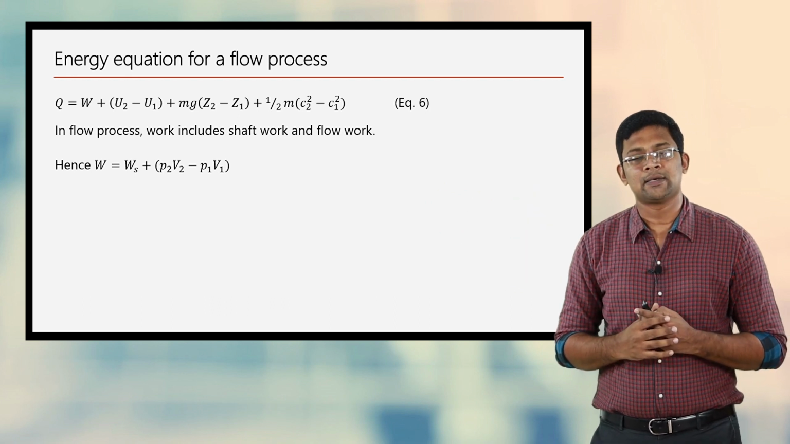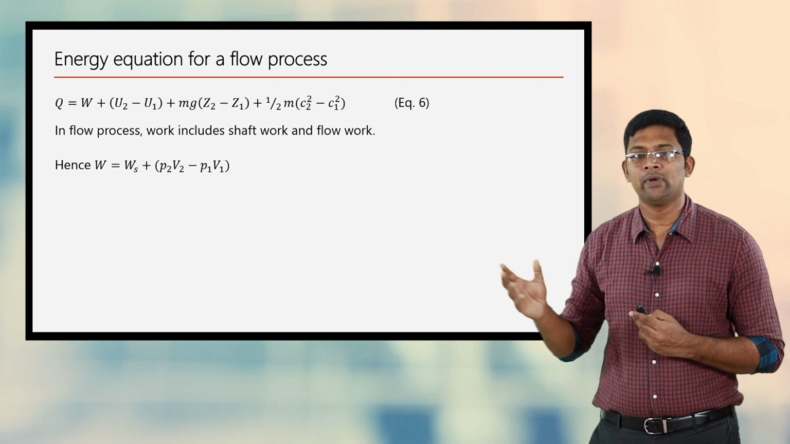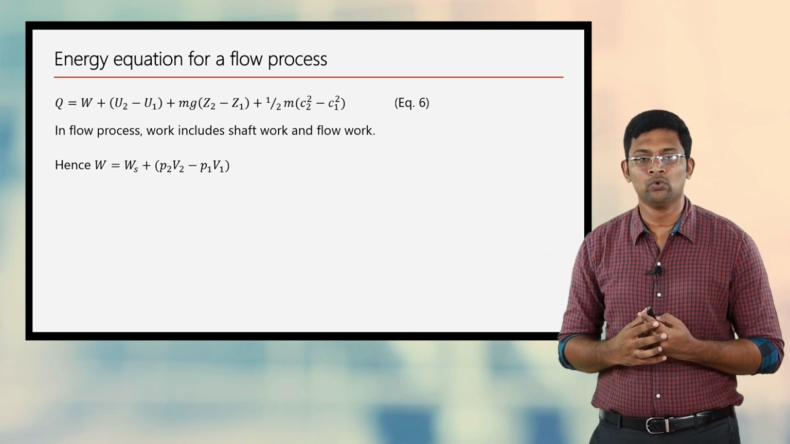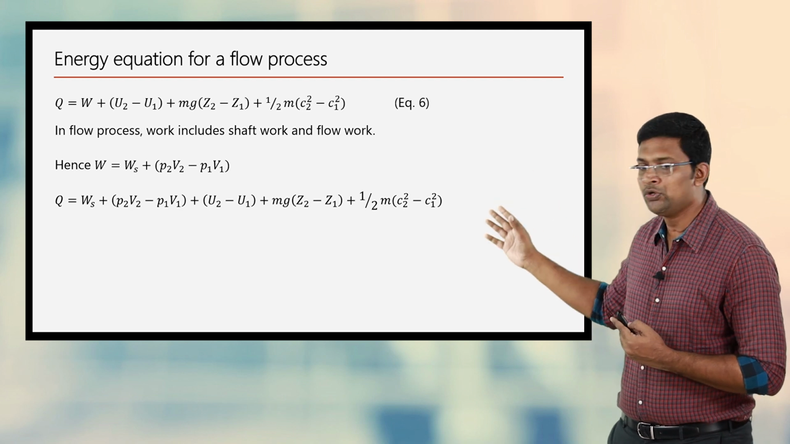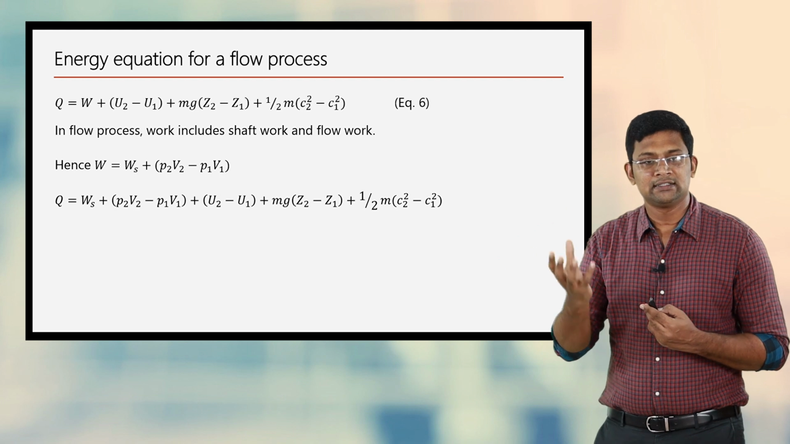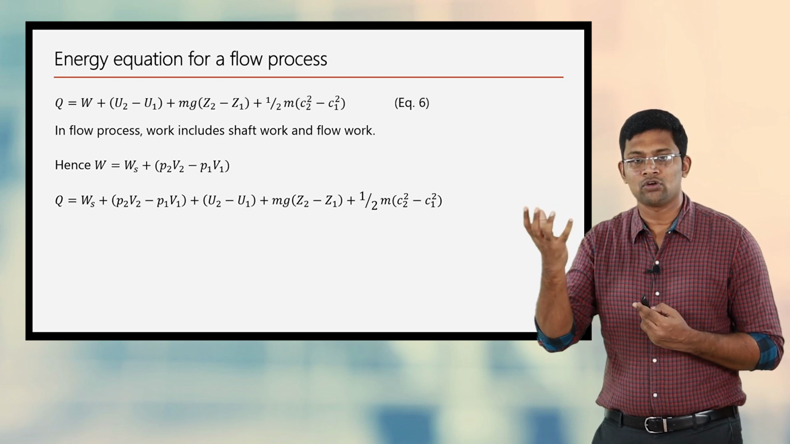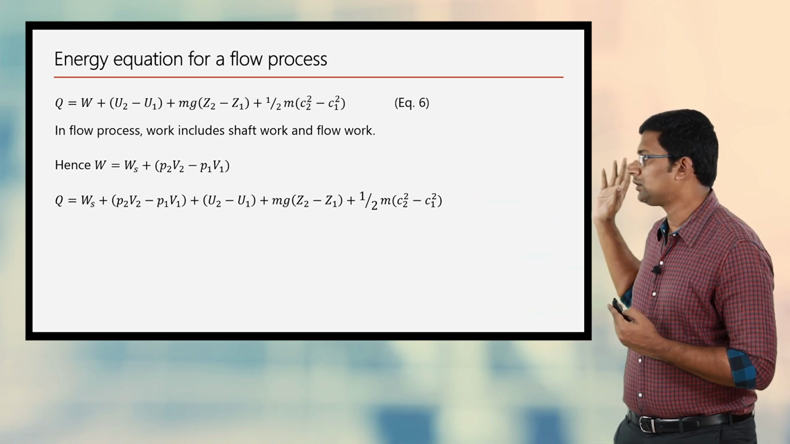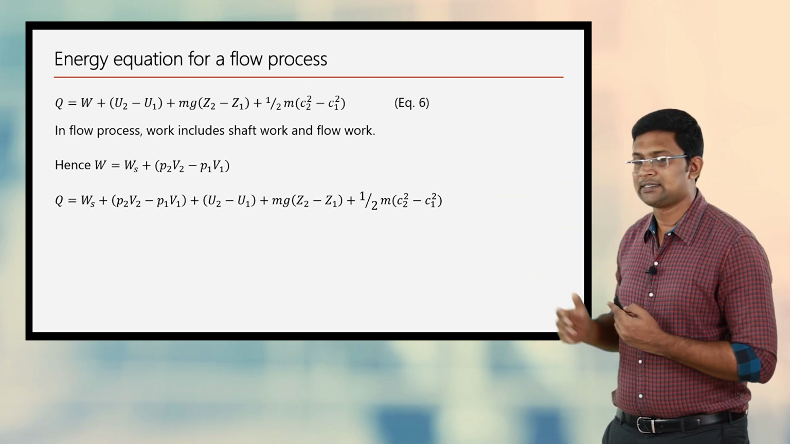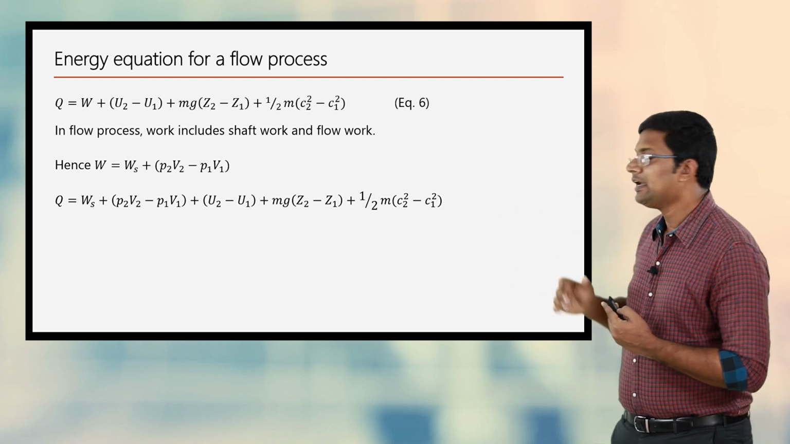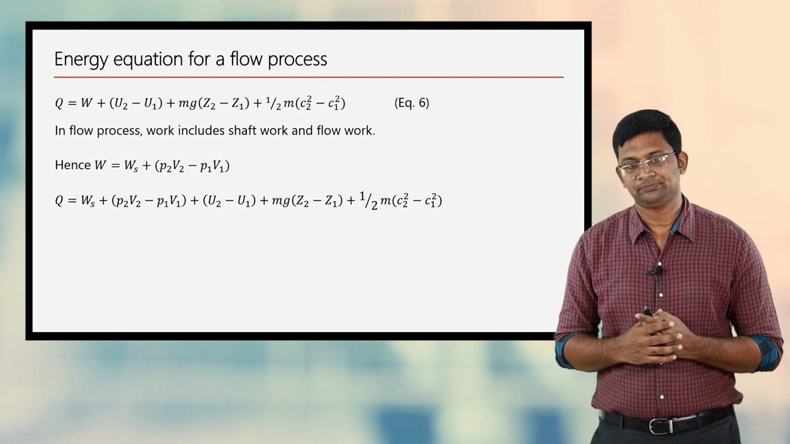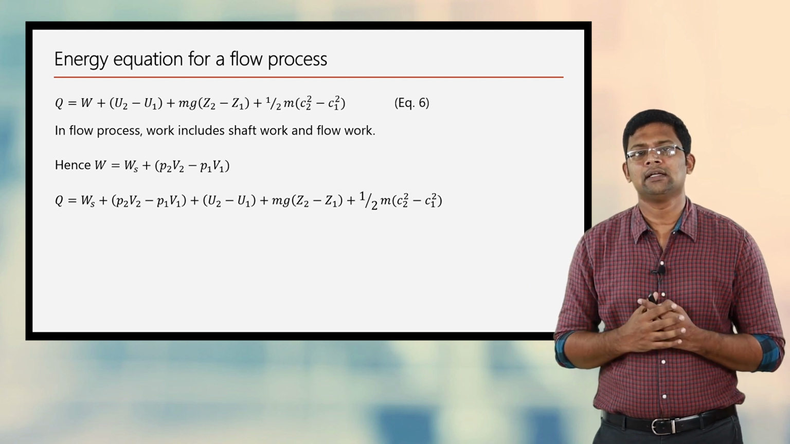Now let us substitute this expression for W in our sixth equation. So we will be obtaining the expression for heat transferred Q as Q is equal to Ws plus P2V2 minus P1V1, that is the term indicating the total work, plus the remaining terms, that is U2 minus U1, the internal energy, mg into Z2 minus Z1, the potential energy, plus half m into C2 square minus C1 square, that is nothing but the kinetic energy.